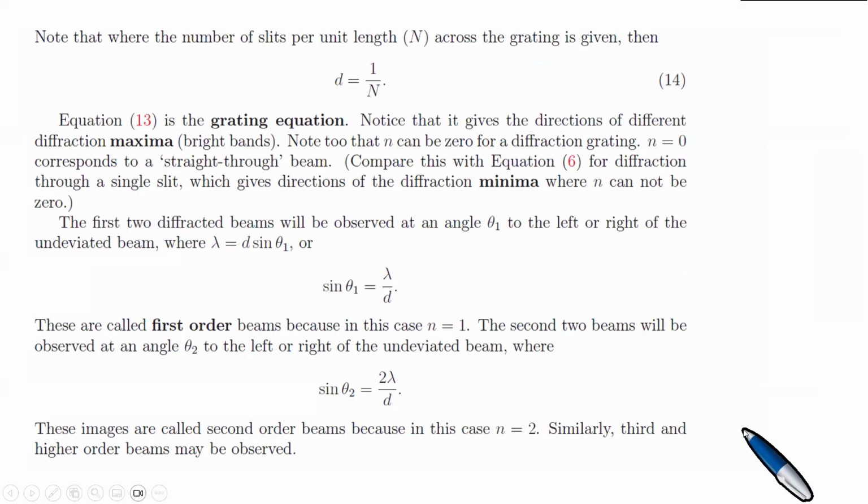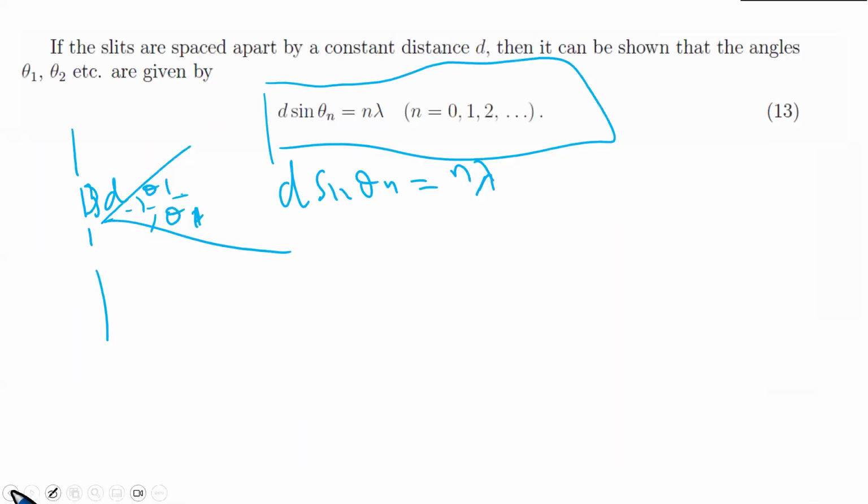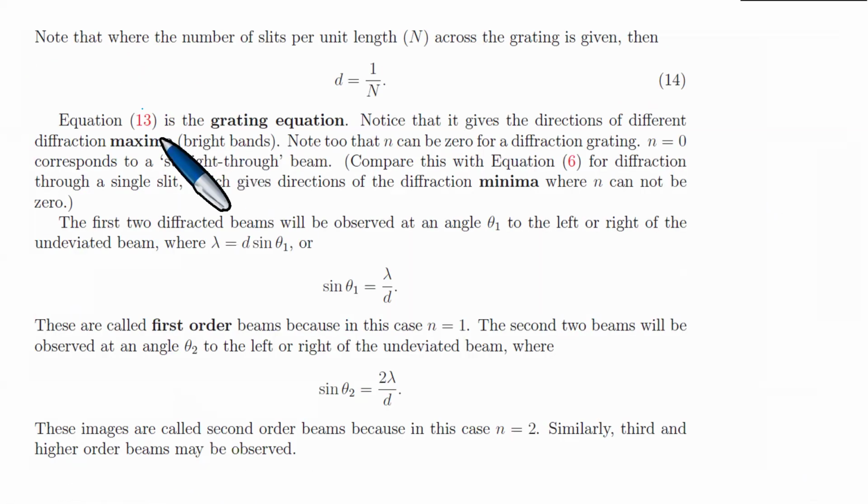Okay, now I want us to discuss these three formulas we shall be using. Note that the number of slits per unit length across the grating is given: d equals 1 over n. Equation 13, for example, is the grating equation. What is the grating equation? It is d sine theta n equals n lambda. Notice that it gives the directions of the different maxima, the bright bands.